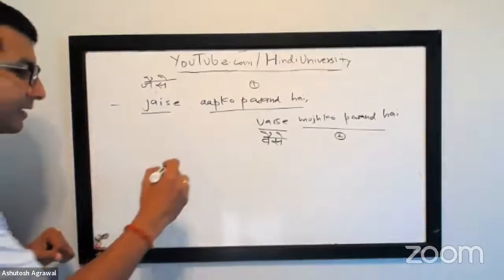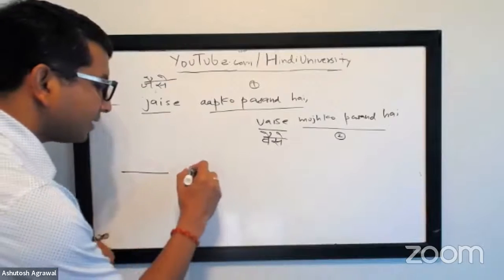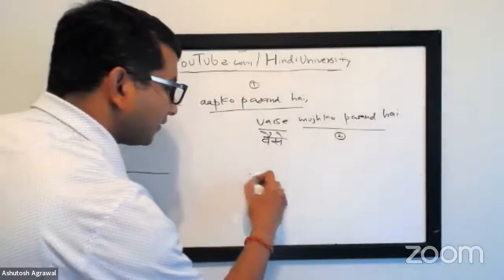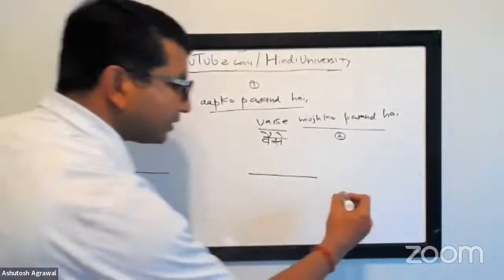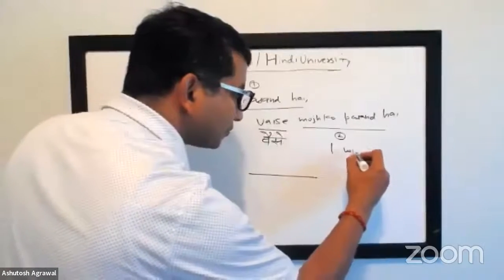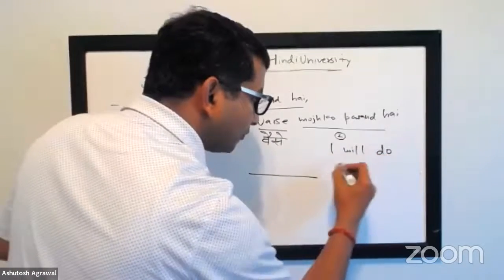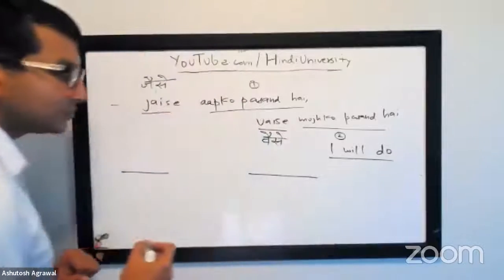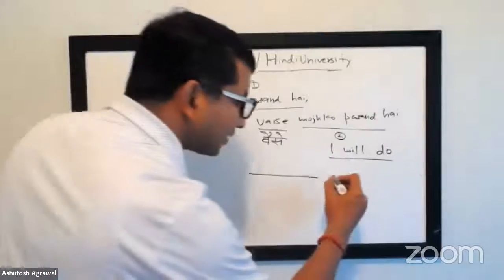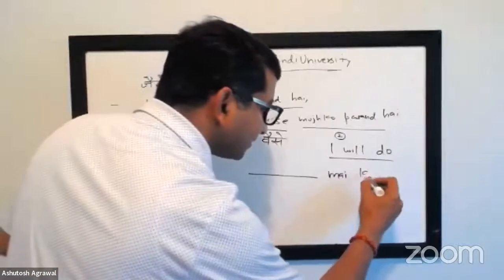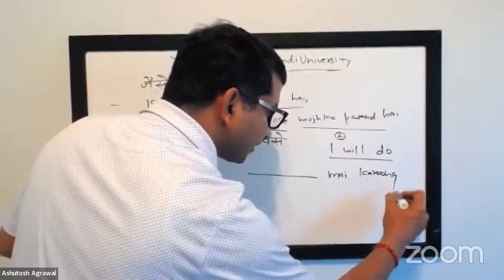So let's say you have to write this one. I will do. How will you translate this? I will do. मैं करूँगा. Very good. मैं करूँगा. Simple, right? Most of you should be able to say मैं करूँगा.